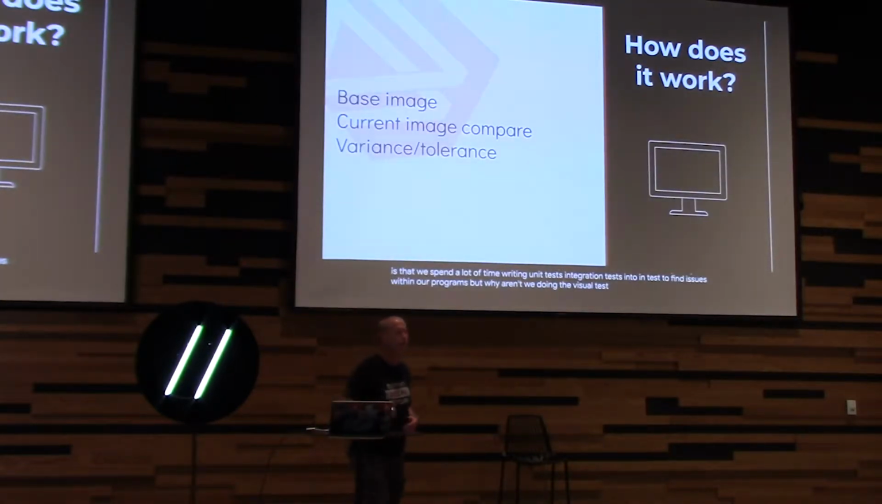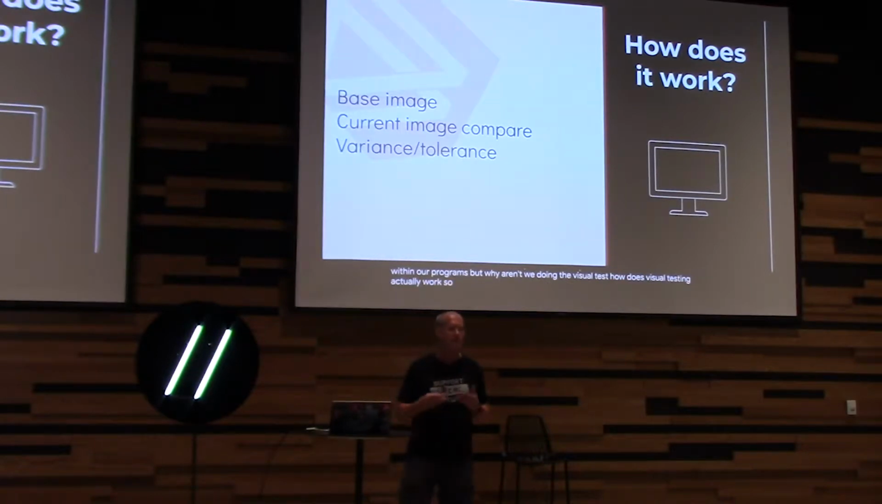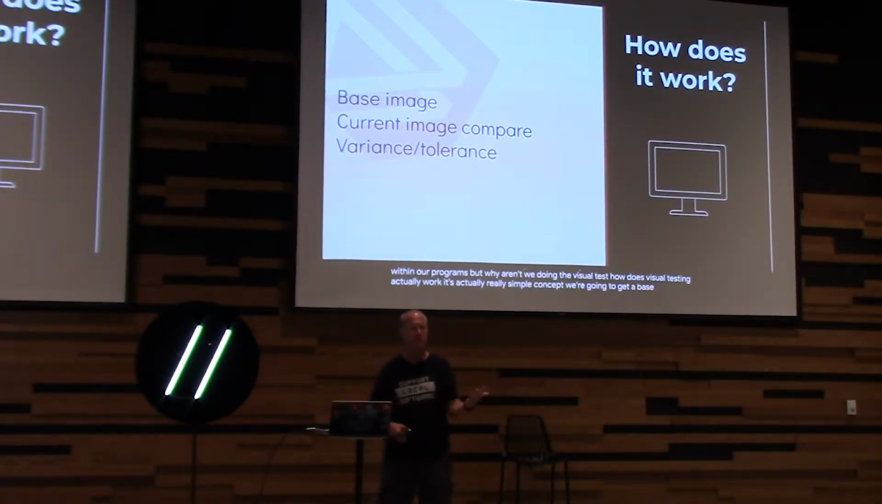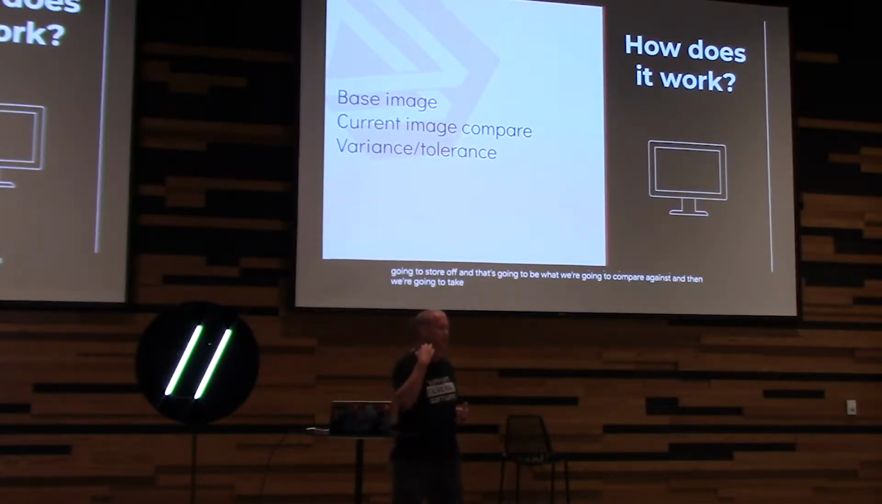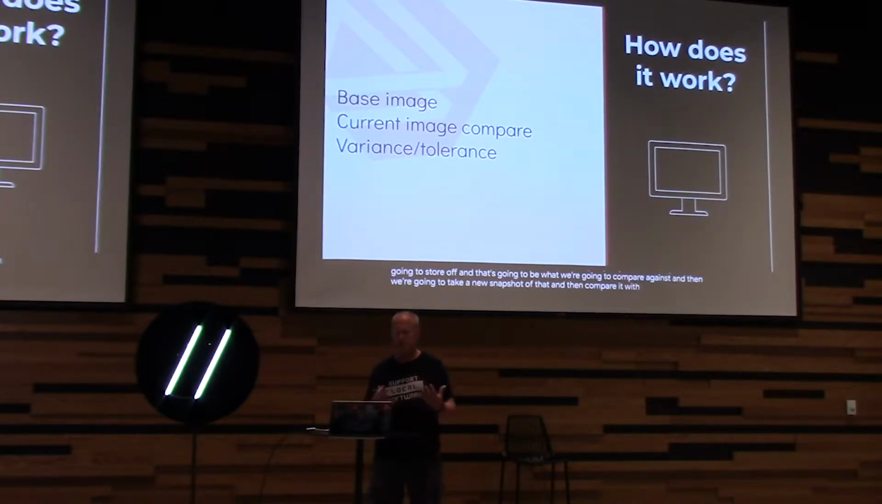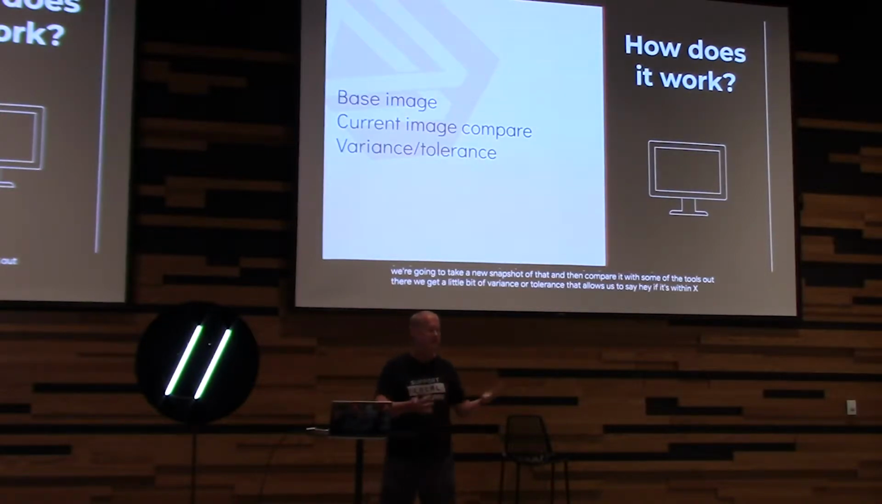So how does visual testing actually work? It's actually a really simple concept. We're going to get a base image that we're going to store off, and that's going to be what we're going to compare against. Then we're going to take a new snapshot of that and compare it. With some of the tools out there, we get a little bit of variance or tolerance that allows us to say, hey, if it's within X, that's totally acceptable.